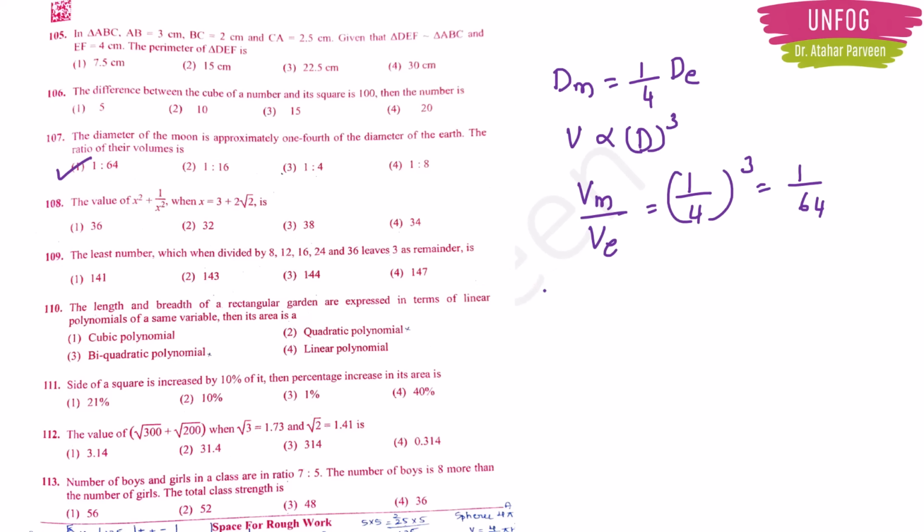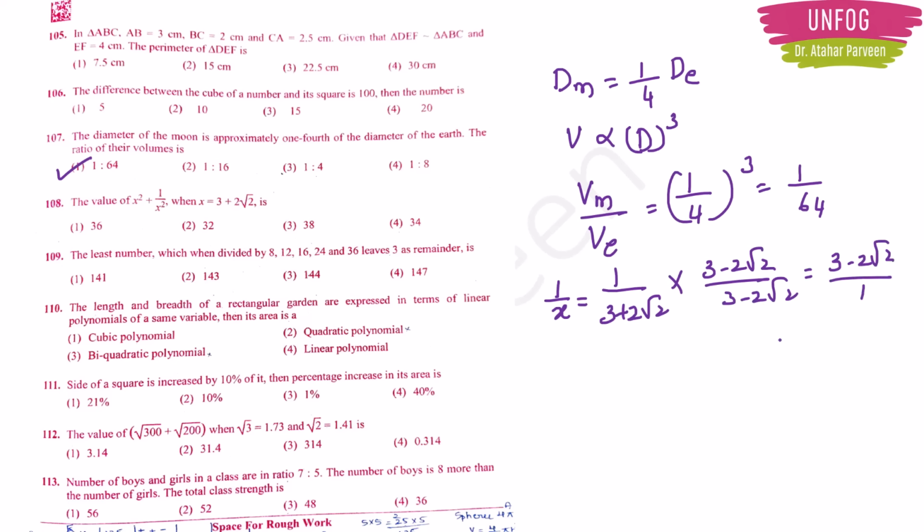So x is equal to 3 plus 2 root 2. So to make it simple, what I will do now, I will take 1/x so that I can do rationalization. Multiply by 3 minus 2 root 2 over 3 minus 2 root 2. So here in the numerator I will have 3 minus 2 root 2. In the denominator I will get 1. I will apply a plus b into a minus b whole square. So with this I get x and 1/x value, right?